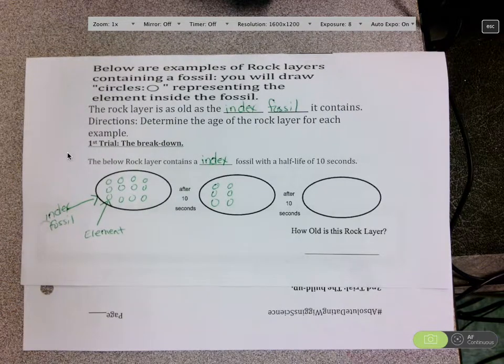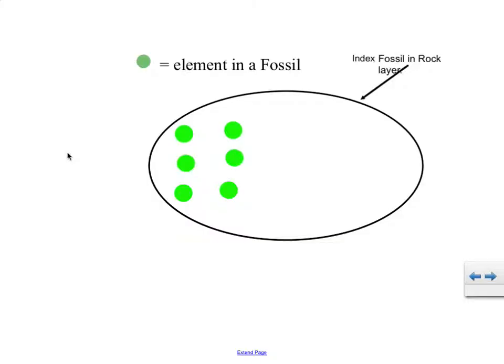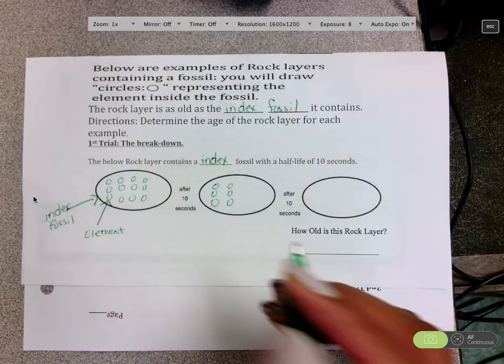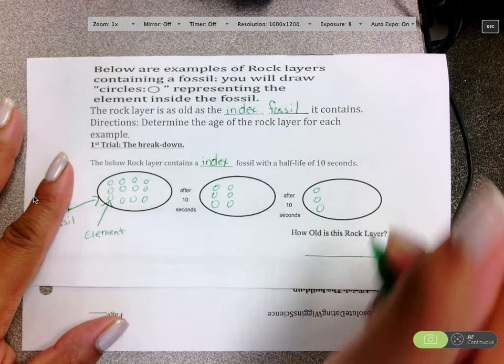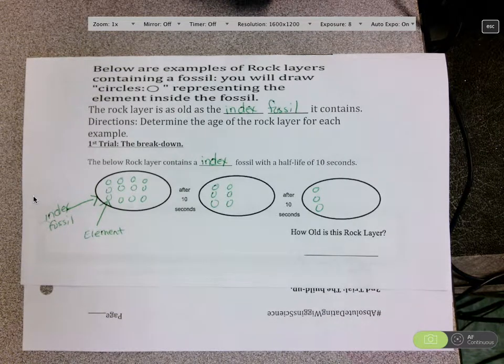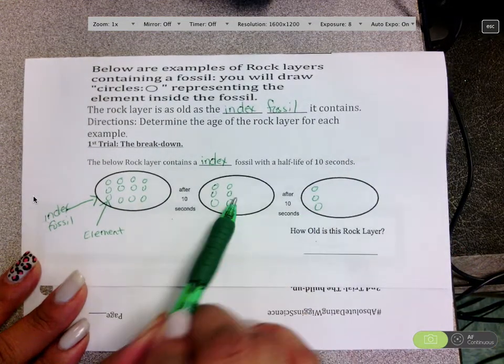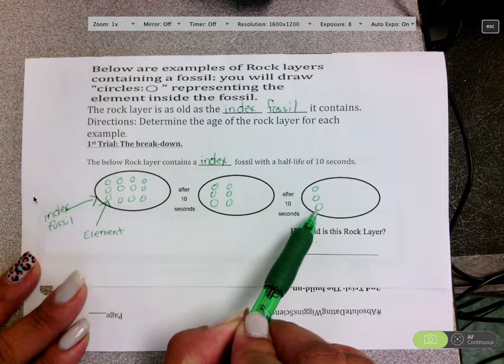All right. After 10 seconds, what's going to happen? Half of what's there is going to decay. Ready? Count. 1, 2, 3, 4, 5, 6, 7, 8, 9, 10. Half-life. And now we have 3 pieces of the element there. You need to make sure you drew that. How old is this rock layer? 20 seconds, because 20 seconds has passed. And the index fossil is 20 seconds because of the amount of element that's there.